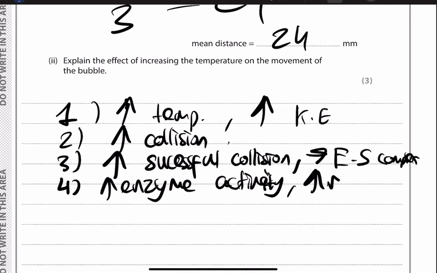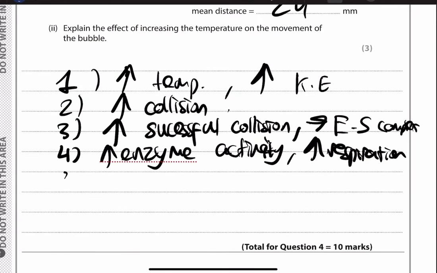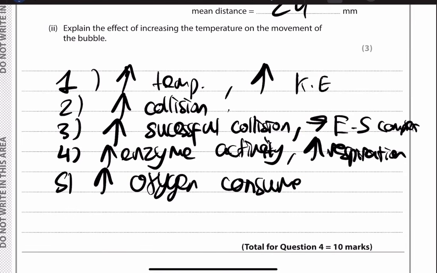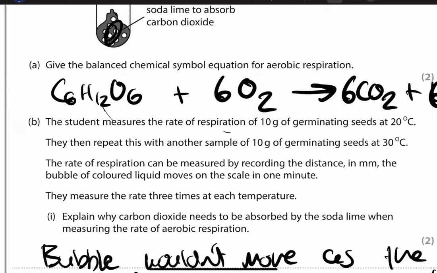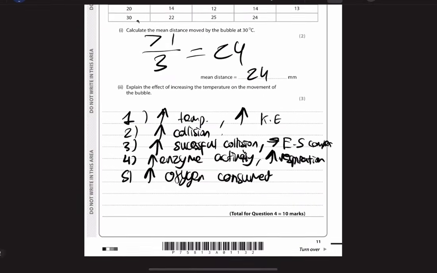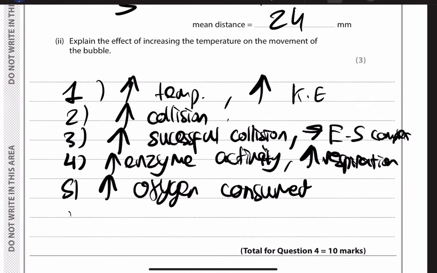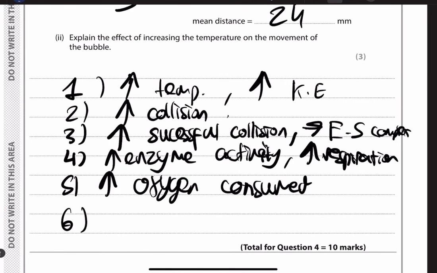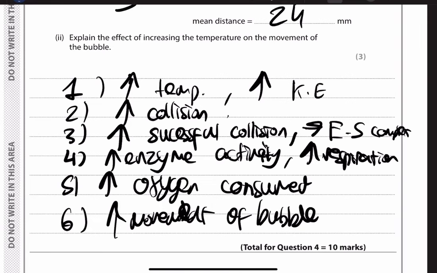we have higher respiration, right? Because it's a process that is fueled by enzymes. We have many enzymes. So more respiration means more oxygen consumed, right? Because remember, if we think back to our equation, in our reactants, we have oxygen. So we're consuming more oxygen, and more oxygen consumed means more movement of the bubble. Okay, there we go.